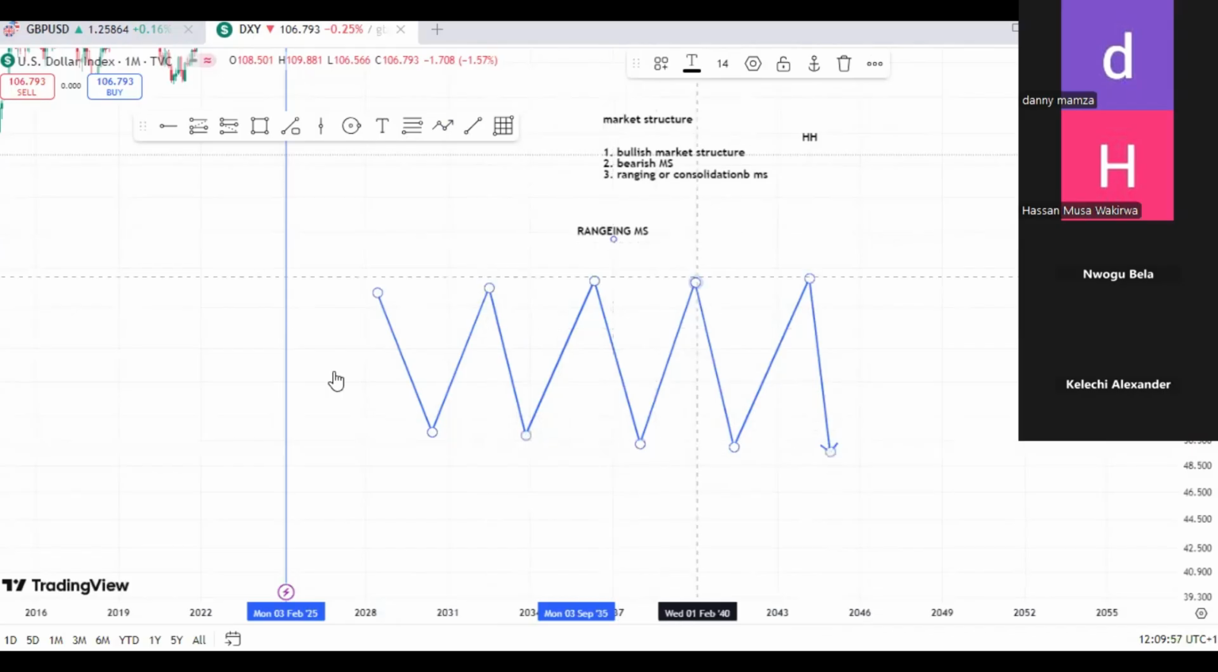Because in a ranging market, you won't really know when, maybe you are trying to sell around here and the market will just keep on buying. But in a market that is trending higher or lower, you'll be able to know that there's a high chance the market will continue going in that direction. In the ranging market, there is a lot of uncertainty. So that's why we always advise that you don't trade in a ranging market.